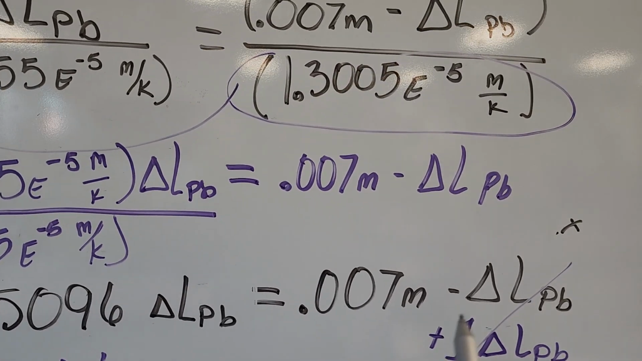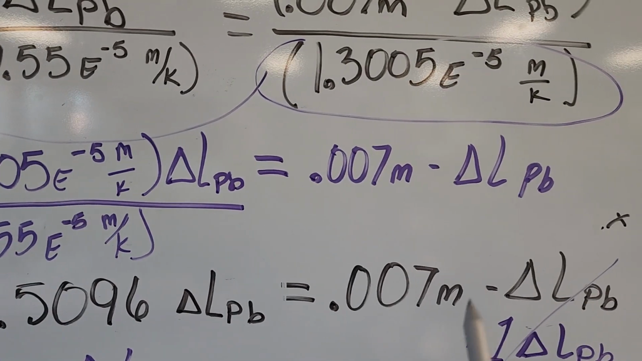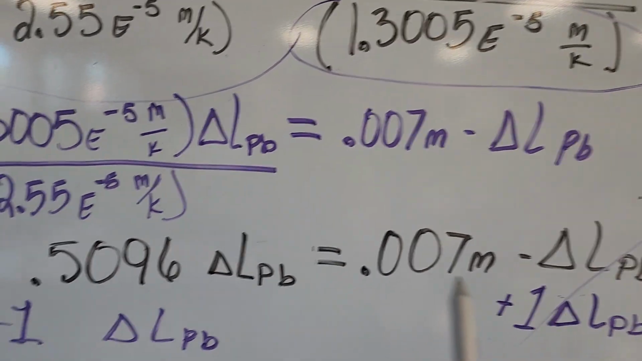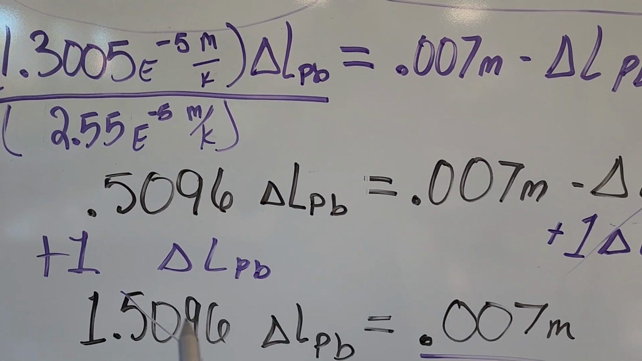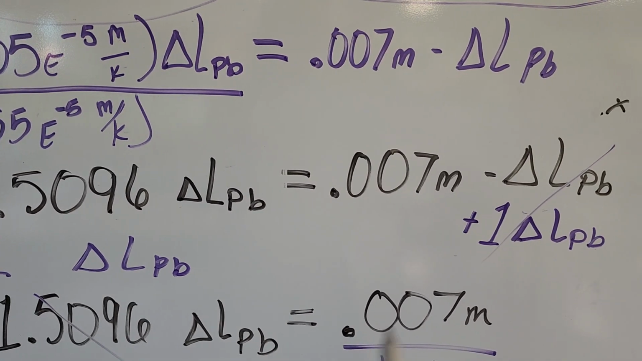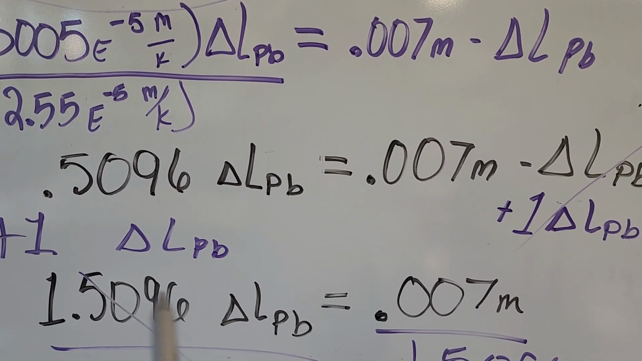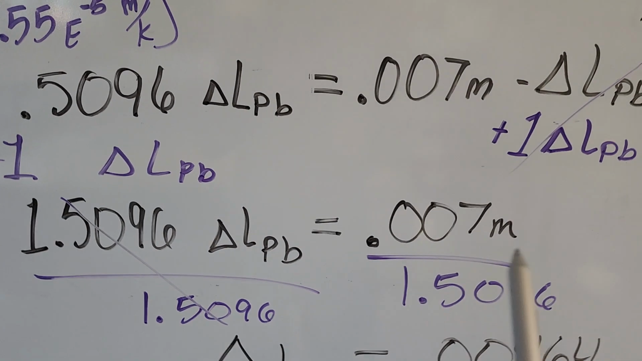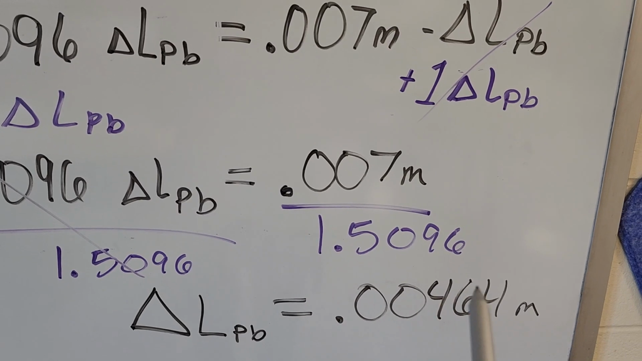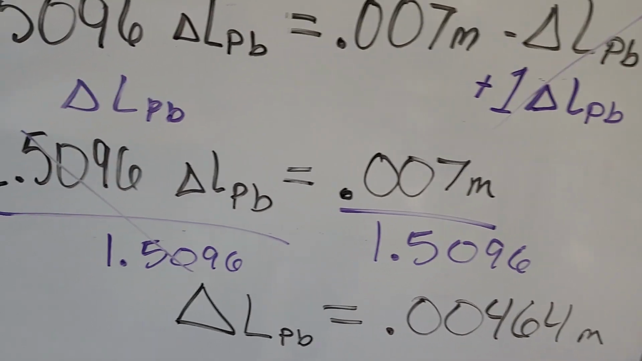Okay, so now we have 0.007 minus delta LPB. In order to combine these terms, I'm going to add delta LPB over here to this delta LPB. So we're just going to add one unit of it, plus 1, you get 1.5096 times the change in length equals 0.007. That's all that's left. Lastly, you want to isolate your variable. So take this number and divide it on both sides. And you get the change in length of lead equals 0.00464 meters, or about 5 millimeters.